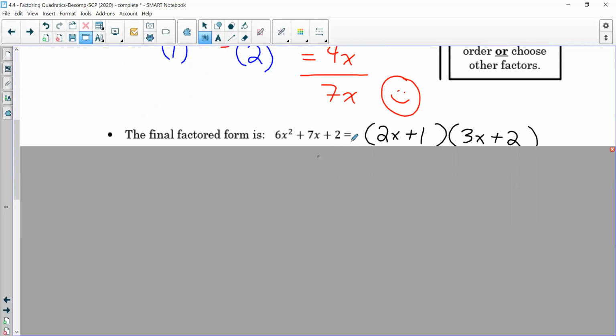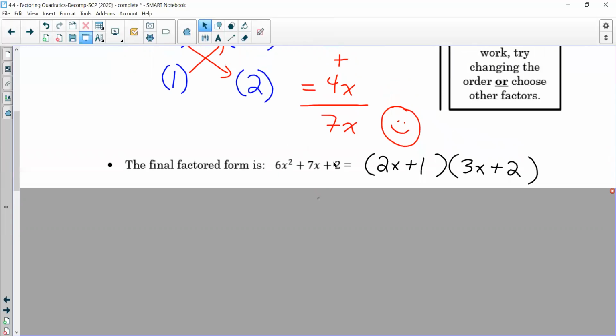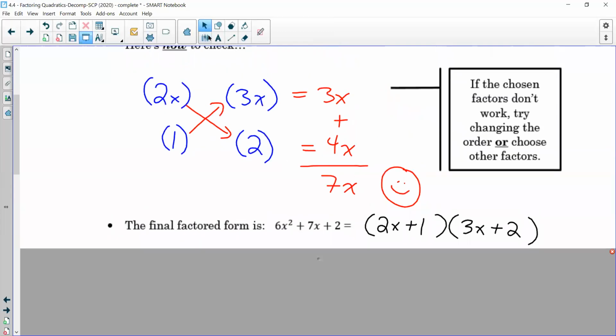So this particular one here, I'm showing you the answer, that's the final factored form. Now, you might be wondering, how is it 2x plus 1 and 3x plus 2? Well, the grouping for the way this has been written is kind of a vertical technique. So it's the 2x and the 1 that go together, and then also the 3x and the 2 that go together.